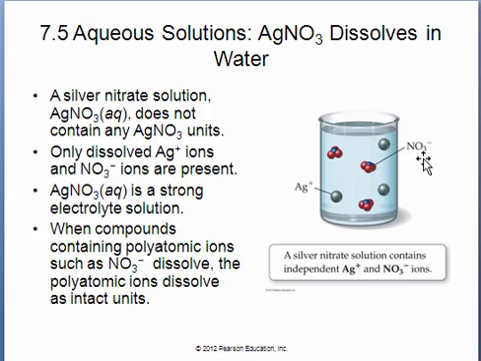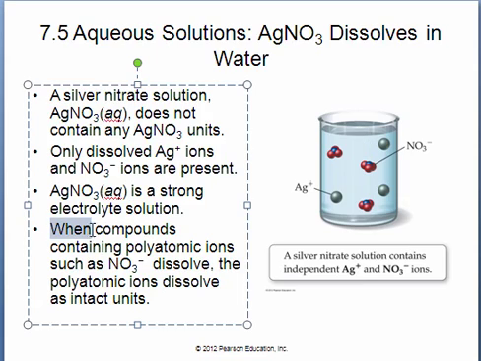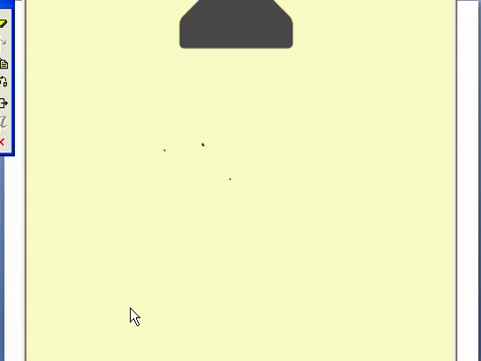It's going to remain 1 nitrogen and 3 oxygens with an overall negative charge, and each silver is just going to be a monoatomic +1 cation. So these are going to separate, and as I said earlier, they would allow electricity to be conducted, and this would be a strong electrolyte. So when compounds containing polyatomic ions dissolve, the polyatomics dissolve as their intact units. Now, one of the things I want to show is how we actually would write out something dissolving.